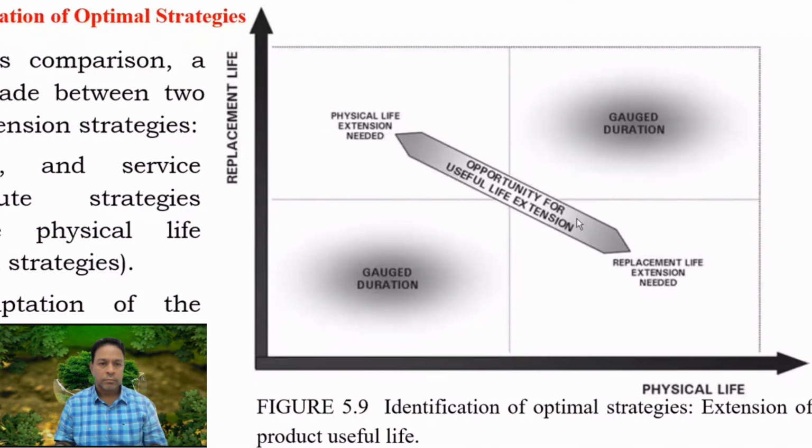So it needs a useful life extension strategy. Another case: if the physical life of the product is more, but the replacement life is less. If the physical life is more, you can have a product here where its replacement life can also be more. But if the physical life is less, then you can have a product here where its replacement life can be extended. So it is giving an opportunity for useful life extension.